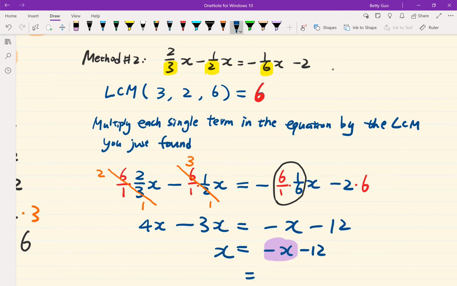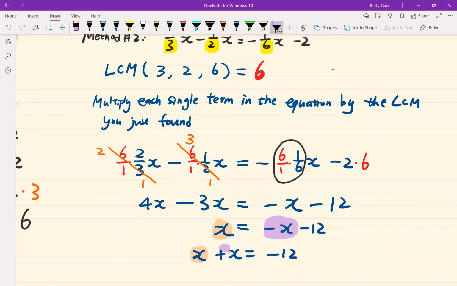We copy this orange. This orange is still x, right? And we move the purple over. Move it and change the sign. And on the right hand side, we still have negative 12. So again, transposition of terms. You need to practice. Are you guys doing my lab math? There are many problems that you can practice on.